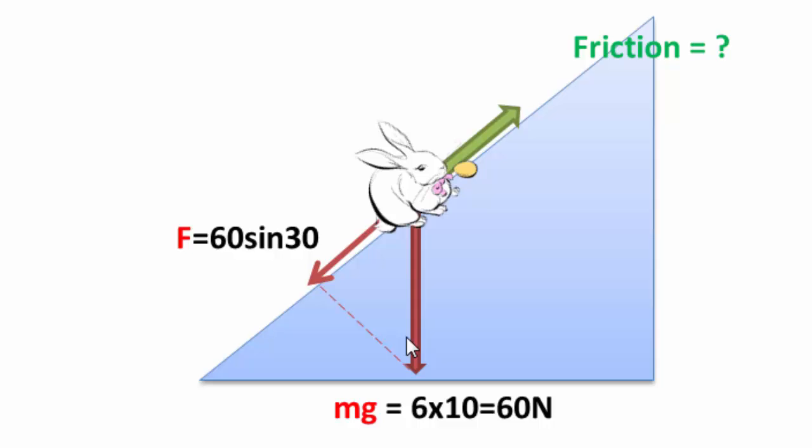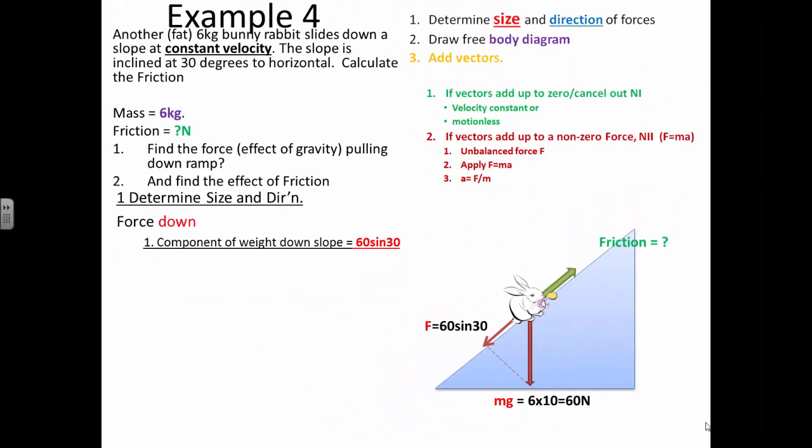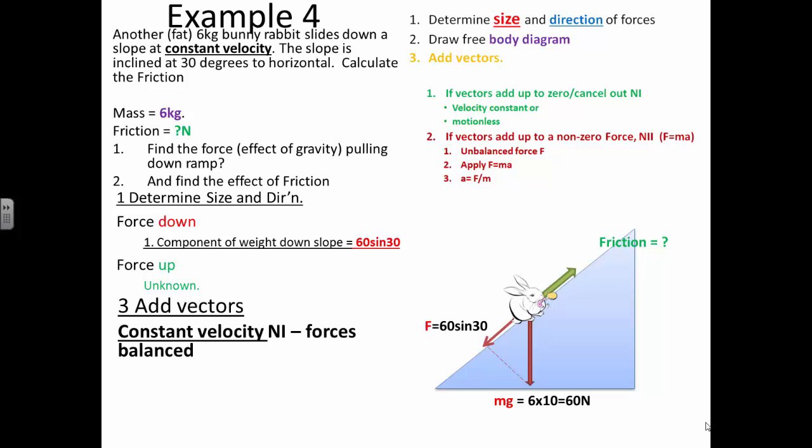So let's determine the size and direction of the forces. The component of the weight acting down the slope is 60 sine 30. What is the force acting up the slope? Well, we don't know that yet. Let's add the vectors. What do we know about the vectors? Well, we know that we have a constant velocity. So this is a case of Newton's first law. The forces must be balanced.